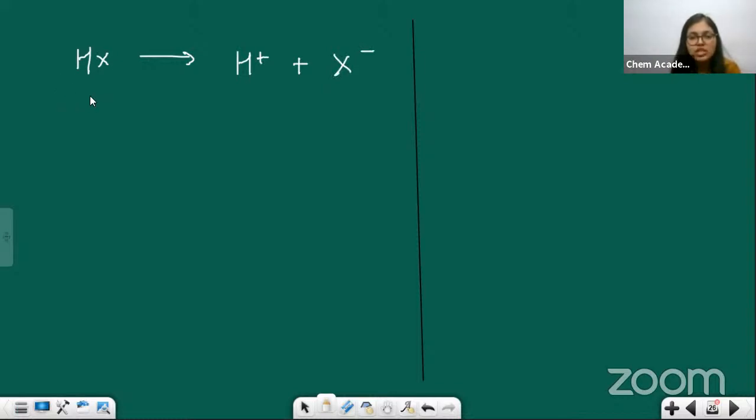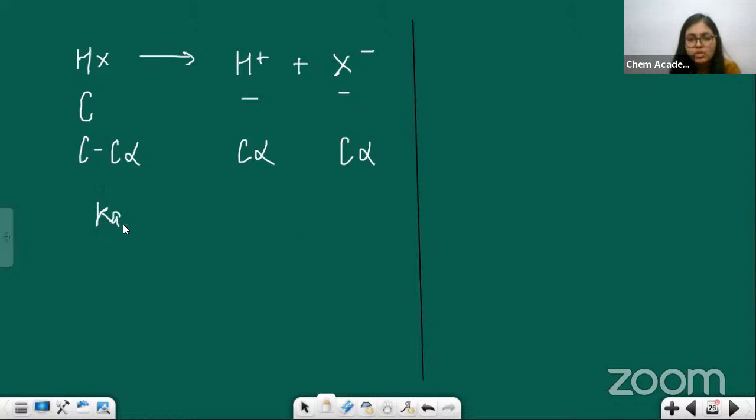Now, suppose its initial concentration was C. So after some time, it is going to become C minus C alpha. Okay, and initially there was no H+ or X-. So what will be the amount of H+ formed? It will be C alpha, and the amount of X- formed will also be C alpha.